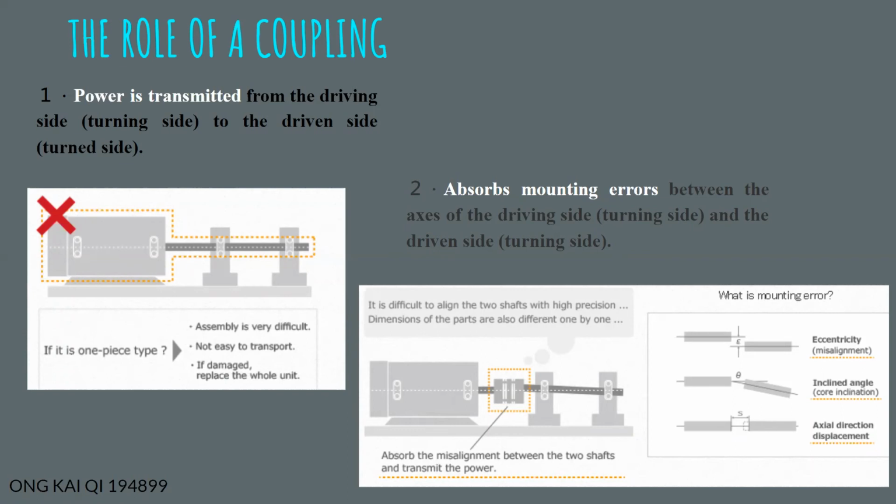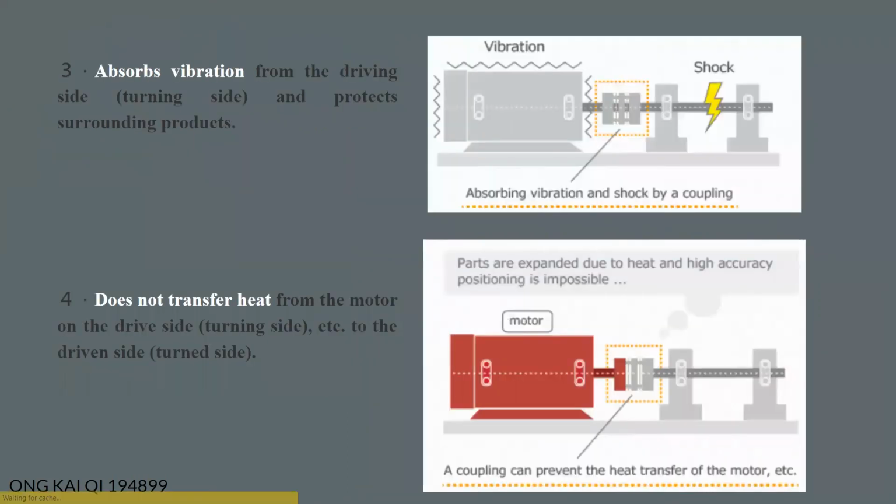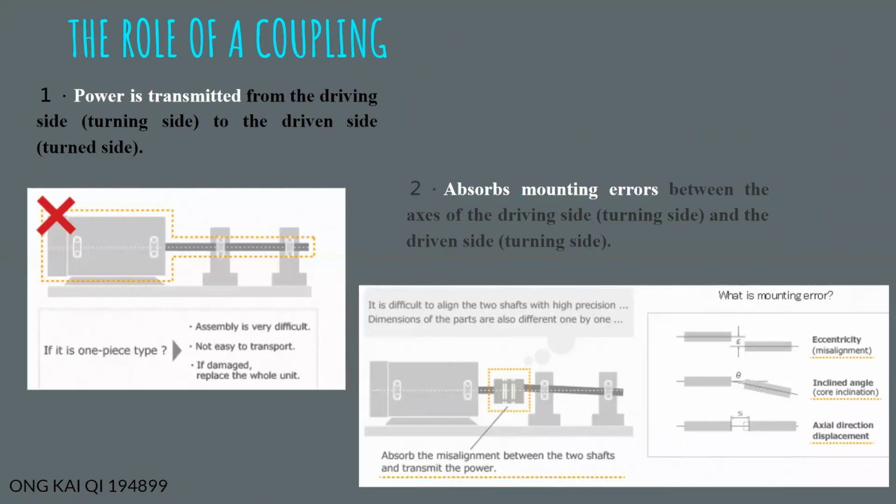Okay, so you can see from the pictures that it is difficult to align the two shafts with high precision. So it is very important to have a coupling to absorb the misalignment between the two shafts and still transmit the power.